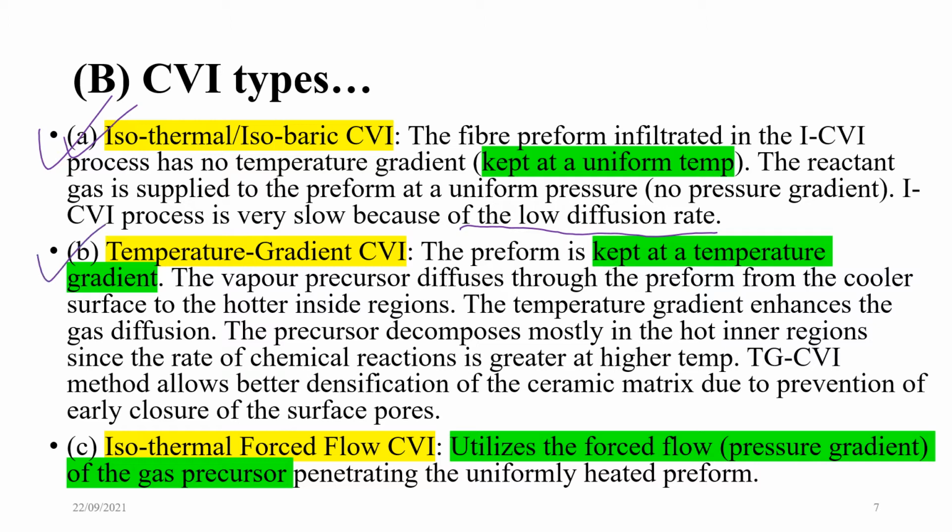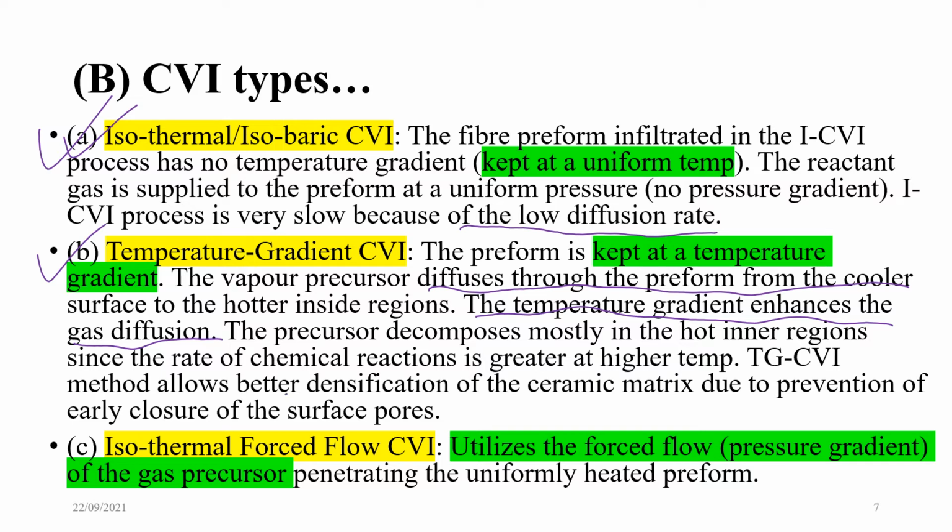Number 2 is the temperature gradient CVI. The preform is kept at a temperature gradient. The vapor precursor diffuses through the preform from the cooler surface to the hotter inside regions. The temperature gradient enhances the diffusion. That means the higher the temperature gradient, the quicker the diffusion. The precursor decomposes mostly in the hot inner region, since the rate of chemical reaction is greater at higher temperature. Just what we mentioned, the rate of chemical kinetics increases with temperature.